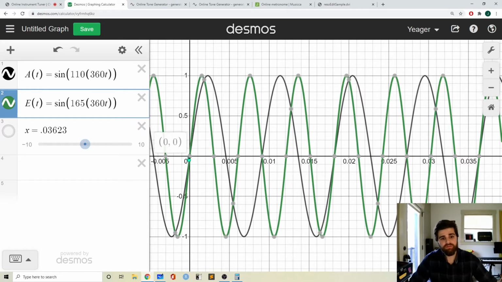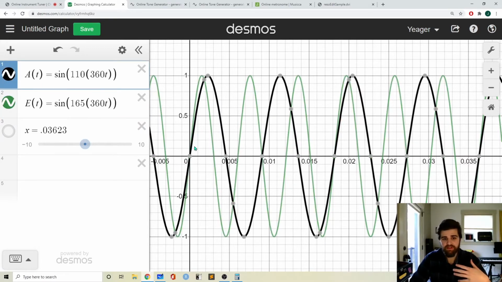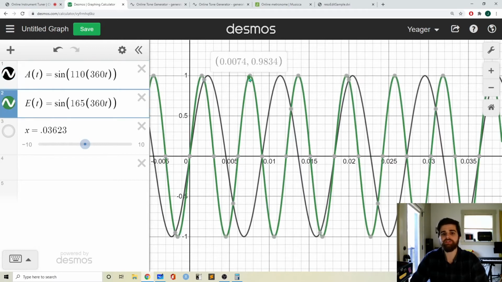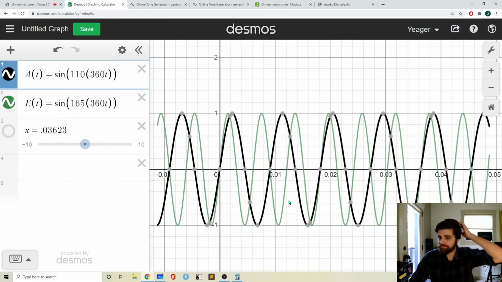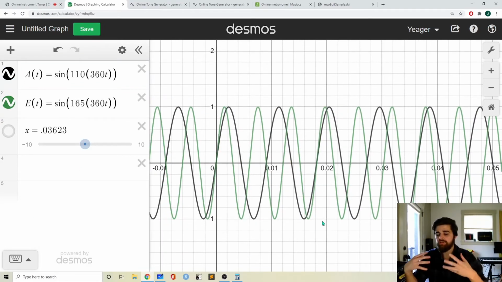So the A is this black guy here. We can see that sometimes it really agrees with the green function. Other times it seems to totally disagree. Right? We have this green function at its maximum, while the black function is at its minimum. But although they don't always agree, they do have some nice relationships going on here.